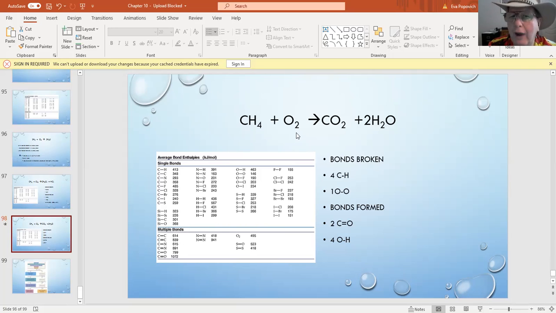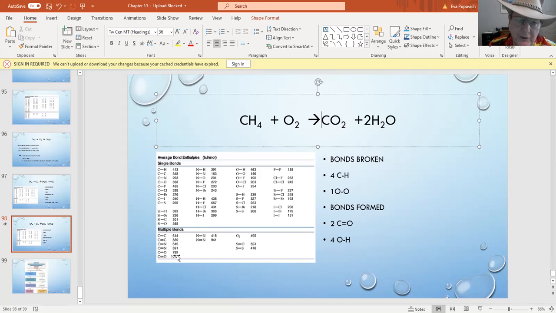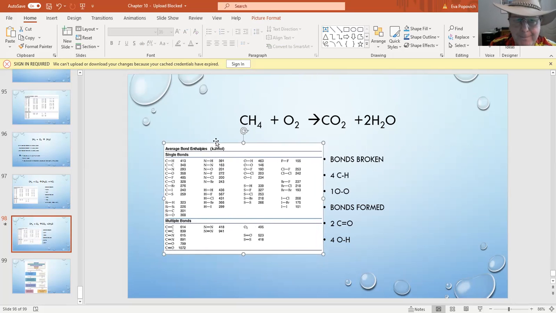I'm going to subtract from that. Remember, CO2. Do you remember the structure of CO2, Jasmina? Do you remember what that structure was? Isn't it 2 double bonds? 2 double bonds. So I'm going to subtract 2 CO double bonds, which I look down here, that's 799. So I'm going to subtract 2 times 799.